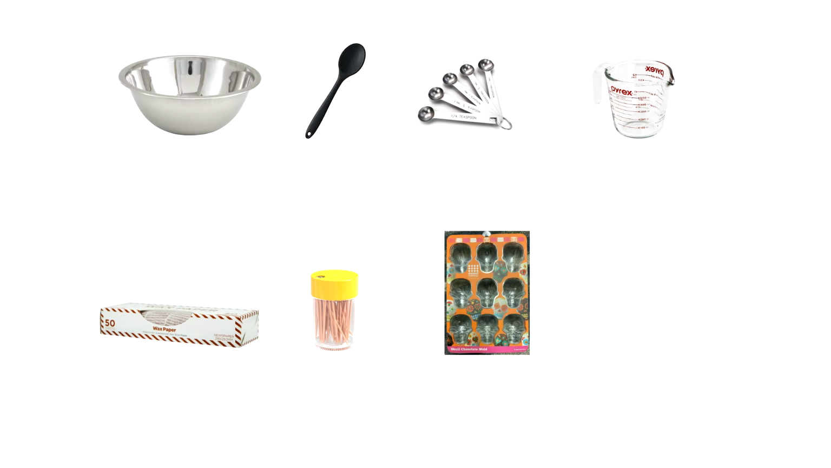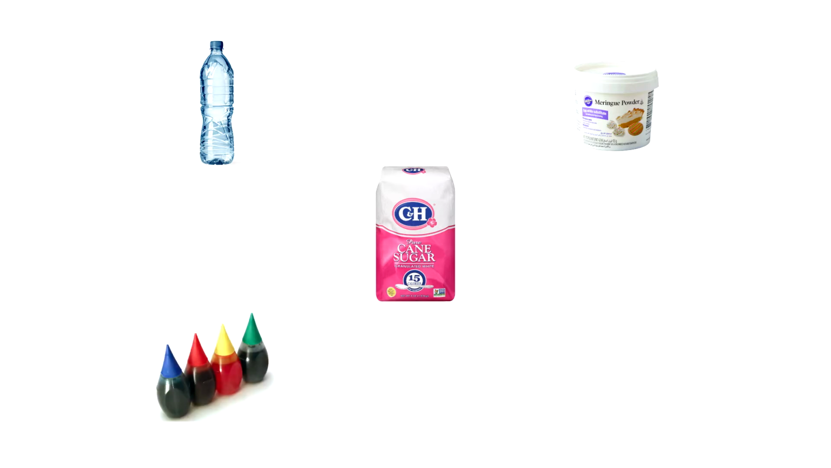To get started making sugar skulls, you will need the following supplies: a mixing bowl, mixing spoon, measuring spoons, measuring cup, wax paper, toothpicks for detailing, a sugar skull mold, and cardboard. You will also need the following ingredients: 2 cups of granulated sugar, 4 teaspoons of meringue powder, 2 teaspoons of water, food coloring for making colored skulls, and royal icing.